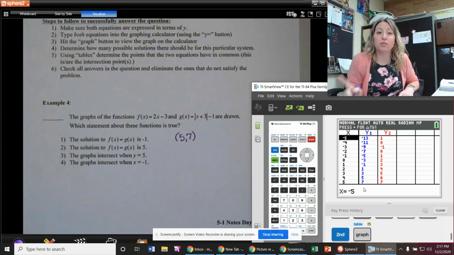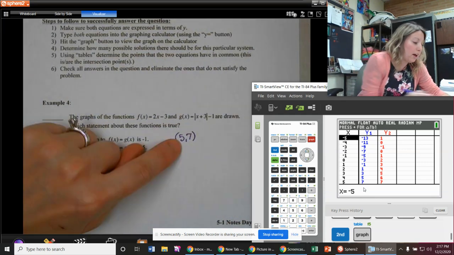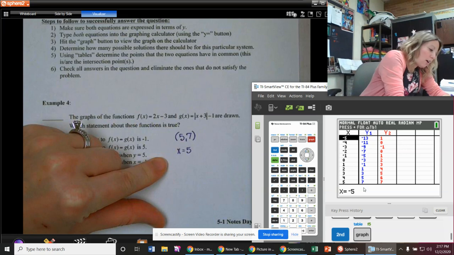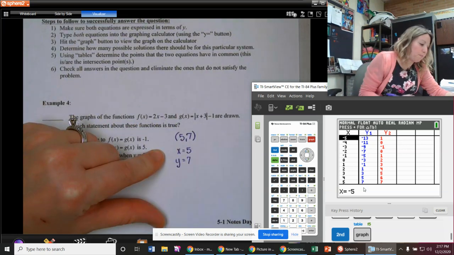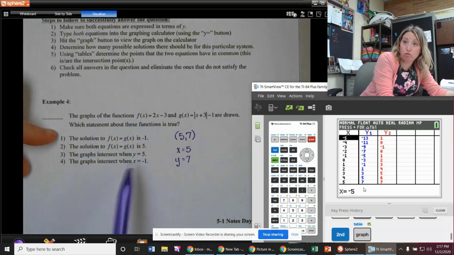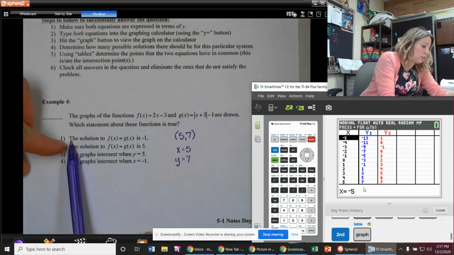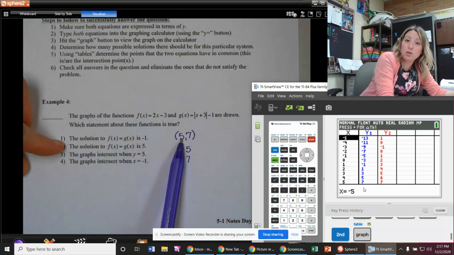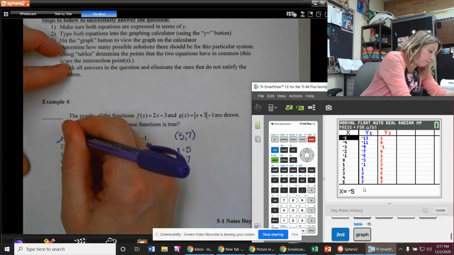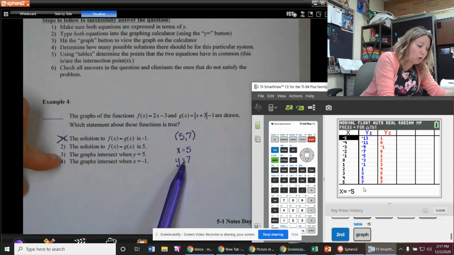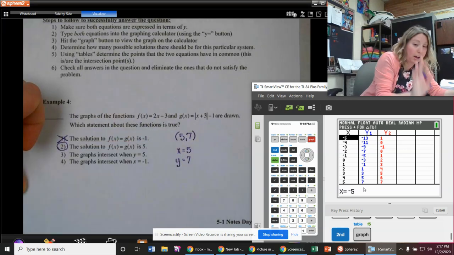There is not another intersection point. Now, in 5, 7, 5 is the x value and 7 is the y value. So we read each of these statements, okay, and we make sure we have the right answer. Now, it says the solution to f of x equals g of x is negative 1. Well, the x value here is not negative 1, so that's not it. The solution to f of x equals g of x is 5. Well, that's what I have so far. So far this is right, but let's just read the rest just in case we have a question.